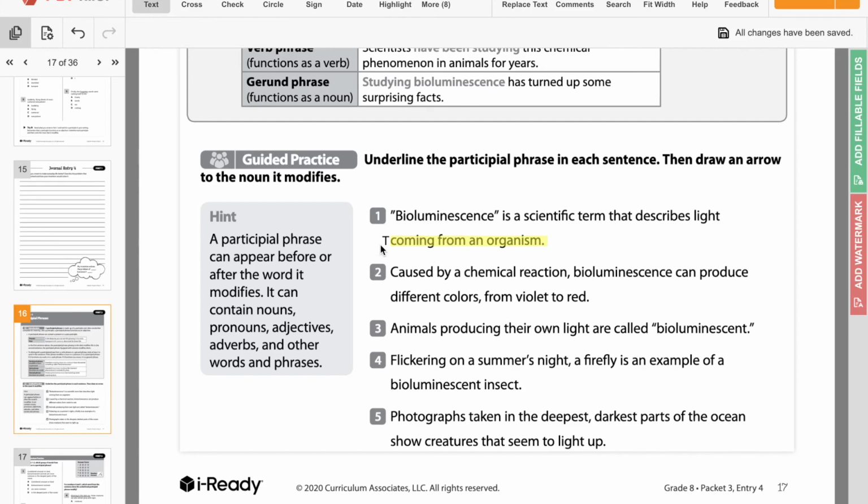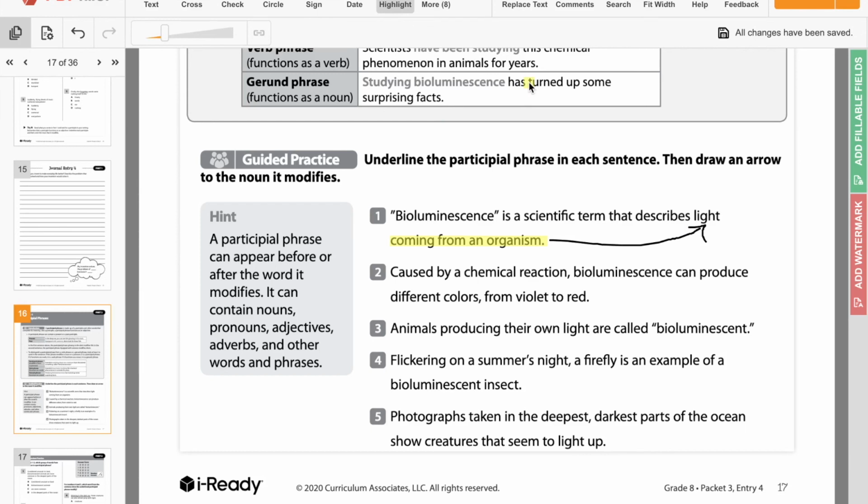Now, where is the light coming from? From an organism. So it's giving us that extra information. So now we would say, what's coming from an organism? Light. So we have to draw an arrow to that word light because that's the word that the participle phrase is describing. Next, it says, caused by a chemical reaction, bioluminescence can produce different colors from violet to red.